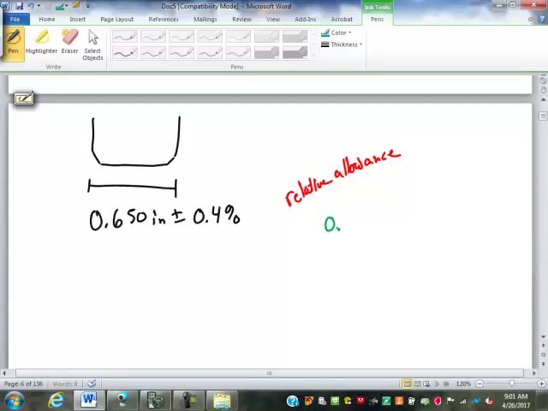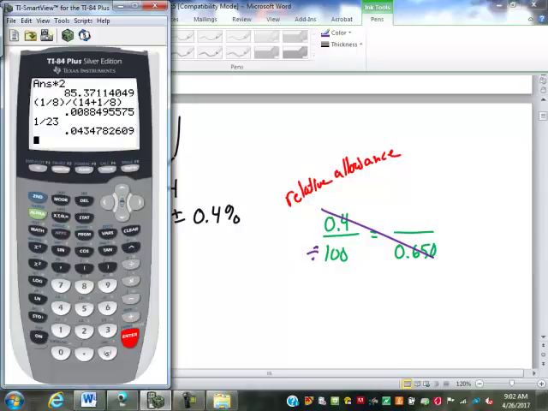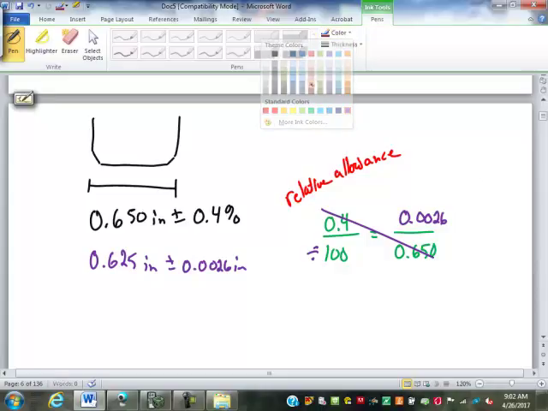So the first thing you have to do here is find the percent. 0.4% is 0.4 out of 100. How much is that out of 0.650? So you'll cross multiply and divide. 0.650 times 0.4 divided by 100 is 0.0026. So what this really is, is 0.650 inches plus or minus 0.0026 inches. Make sense? Actually, 2 thousandths, 26 ten thousandths.